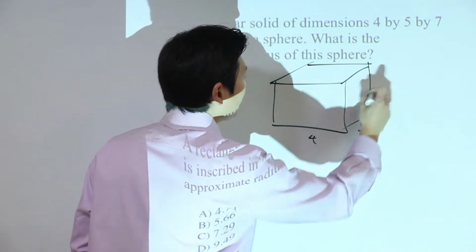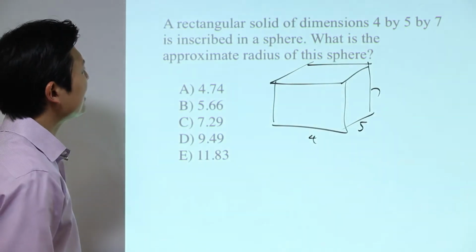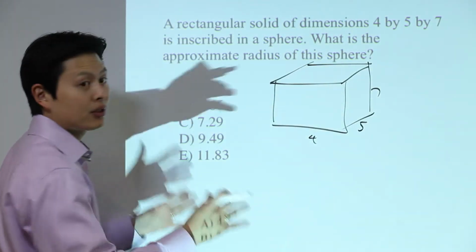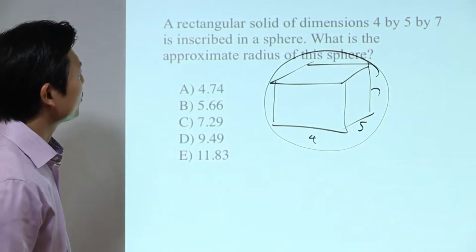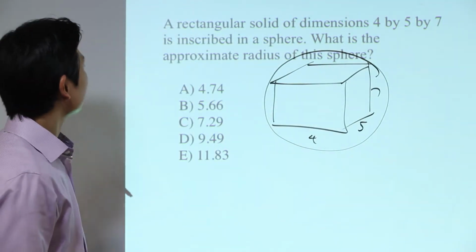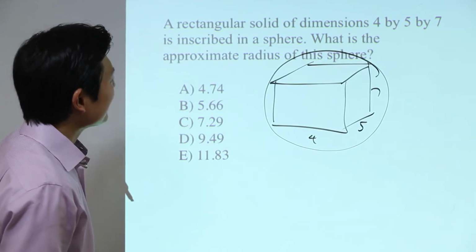A box with dimensions 4 by 5 by 7 is inscribed in a sphere. So I'm going to have to draw into the words there. Hopefully you can still read it. What is the approximate radius of the sphere?